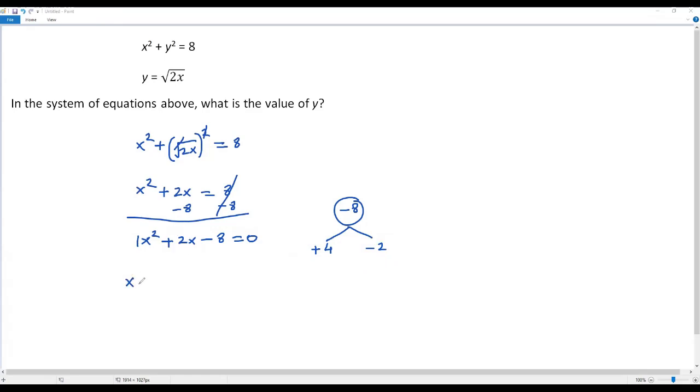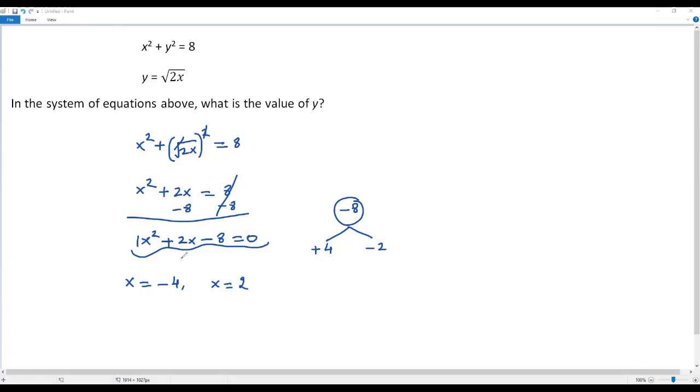Okay, now to get the first value of x in this quadratic equation, I have to change the sign of the first factor over here. It's positive 4. When I change the sign, it will be negative 4. Okay, now to get the second value of x in this quadratic equation, I have to change the sign of the second factor. It's negative 2. When I change the sign, it will become positive 2. Okay, now I got two values for x in this quadratic equation.